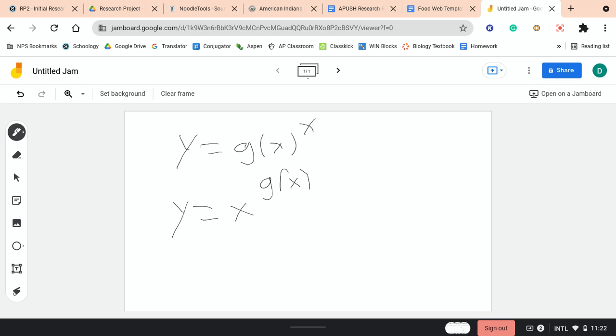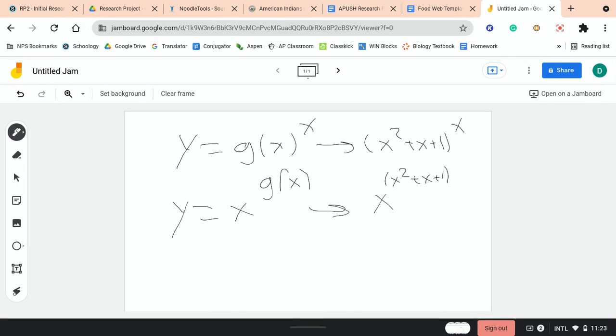And I'll give an example of the two kinds of functions. For the first one, an example of this kind of function would be x squared plus x plus 1 to the x. You're taking g of x and raising it to the x power. An example of this kind of function would kind of be the opposite. You take x and you raise it to the g of x to the power.